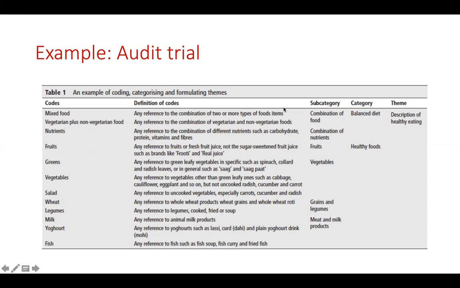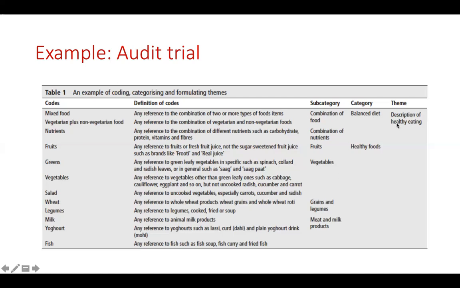And then we categorized all of these codes into subcategories. So for example, greens, vegetables, and salad went into a category of vegetables. Wheat and legumes went into a category of grains and legumes. And then finally, these categories were also divided into a larger category. So we had only two categories left: balanced diet and healthy foods. And then the theme was named as description of healthy eating. So how the participants described healthy eating.